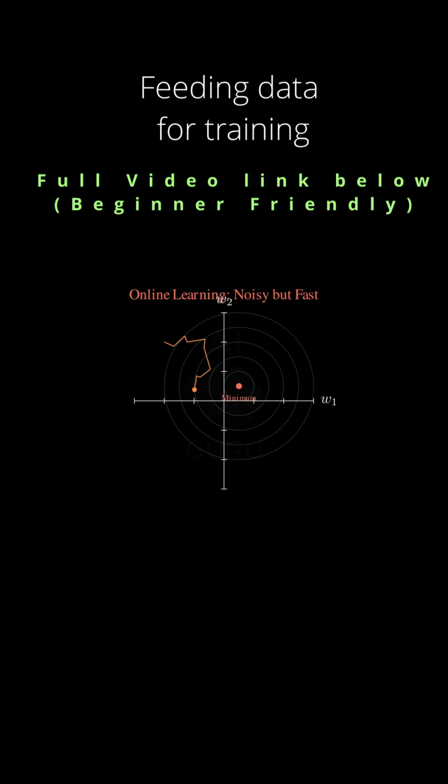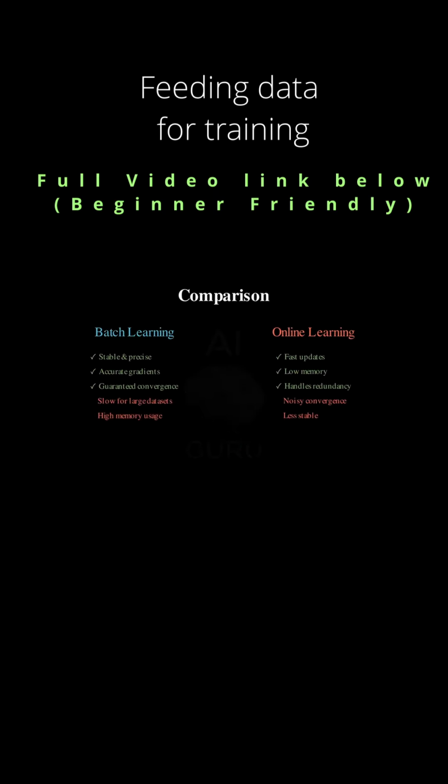It's hugely popular because it's simple, it's less demanding per update, and it's great for redundant data. Right. If you have 10,000 nearly identical pictures of a cat, you don't need to average all of them before you start learning. The first few give you a good idea. Exactly. And because it adjusts so often, it can potentially adapt to data that's changing slightly over time.